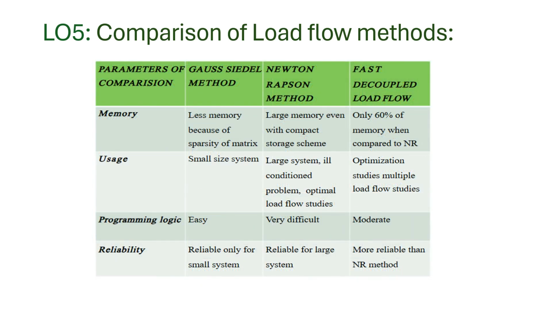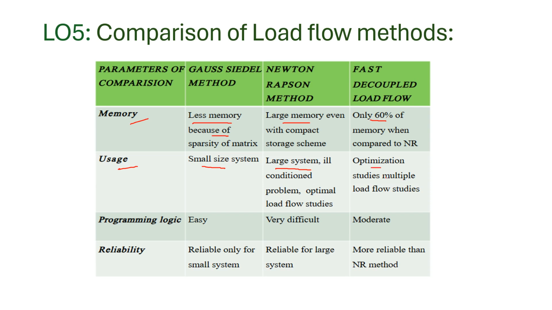In terms of memory, because of fewer arithmetical operations, the memory requirement is less in the GS method, whereas memory is more in the Newton-Raphson method. In fast decoupled, because of simplification, only 60% of the memory is required as compared to the NR method. Now in terms of usage in power systems, the GS method is applicable for small systems, whereas the Newton-Raphson method is adopted for large systems.